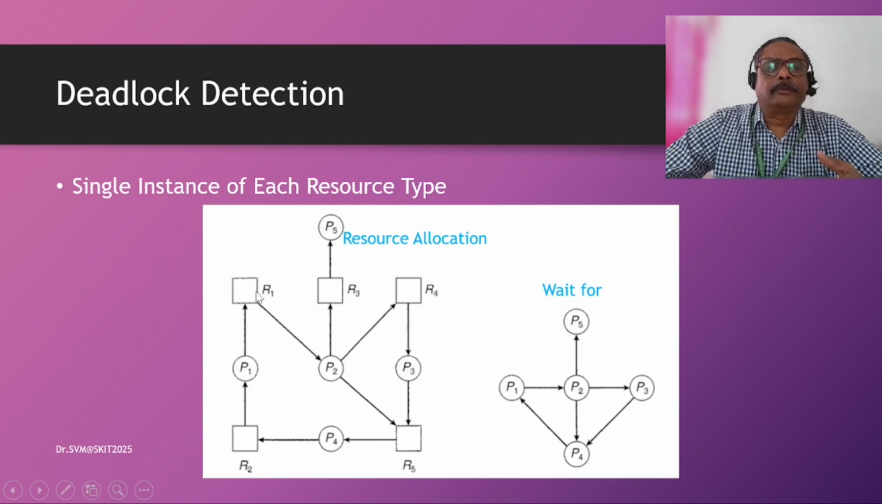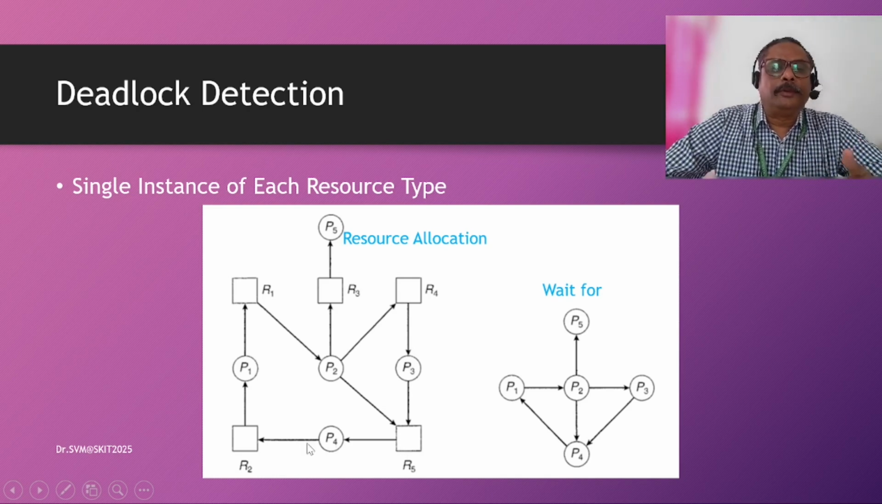In this case, R1 is held by P2 and P1 wants R1. P1 wants R1, R1 is with P2, P2 wants R5, R5 is with P4, P4 wants R2, R2 is with P1. If you look at this, yes, there is a closed cycle. So things are waiting for one another. Let me look for another cycle here. P2 is waiting for R4, R4 is with P3, P3 is waiting for R5, and R5 is with P4, P4 is waiting for R2, and so on. So there is a loop.